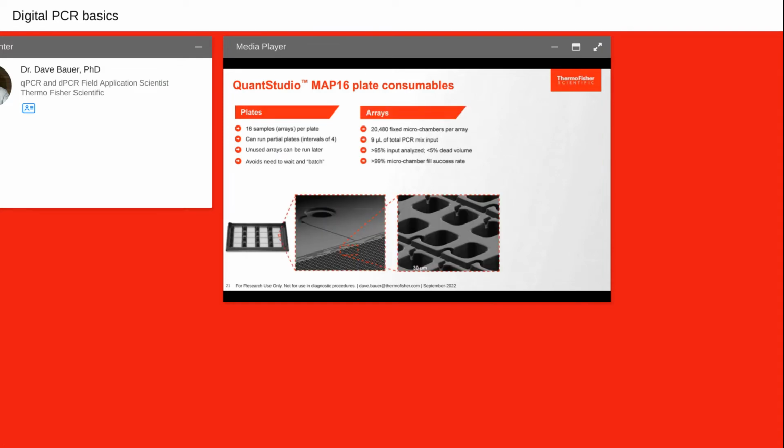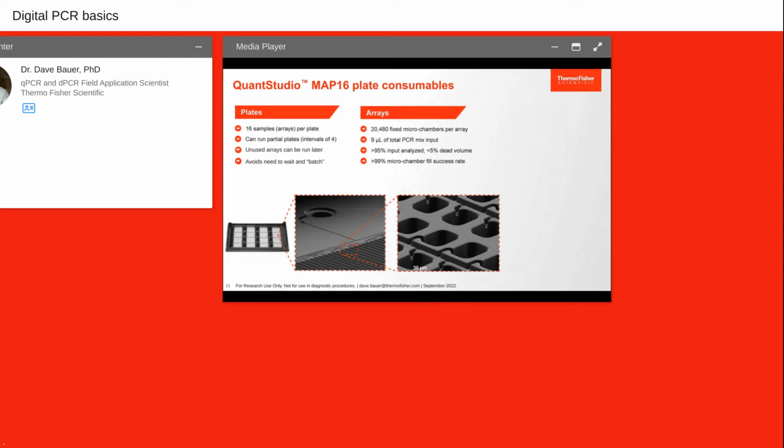And inside of each of those 16 arrays, these images here are showing a zoom in, looking at the actual microfluidic system. So you can see for a given array, there are 20,480 fixed chambers. These chambers are physically defined by the geometry of the plate itself in the microfluidic system. And inside of that array will contain 9 microliters of our loaded PCR reaction mix.